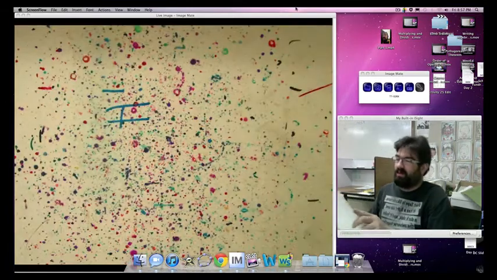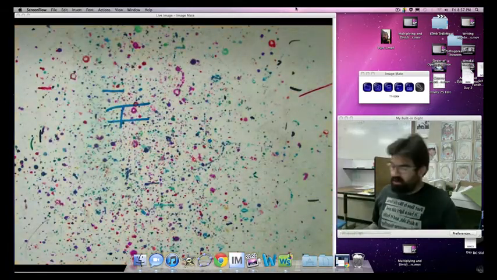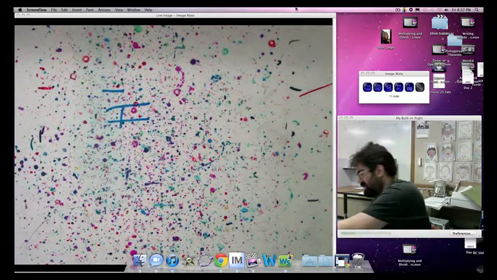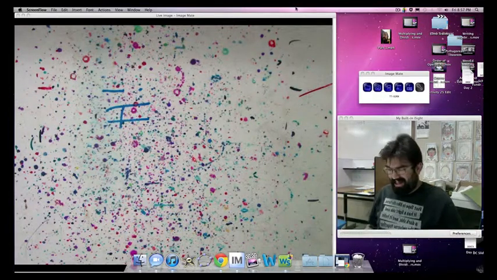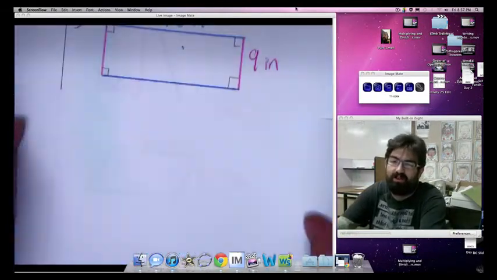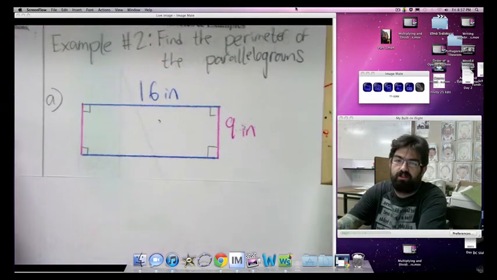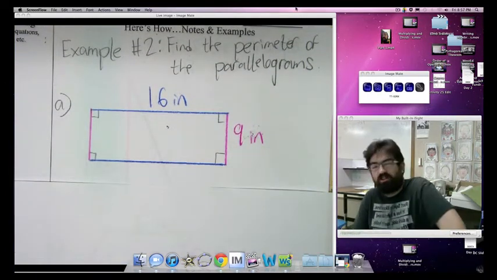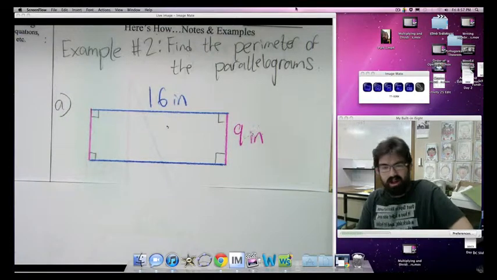Okay, we're going to do 3 more examples. Next 2 are pretty straightforward. The third one is, well, it's unique. I like it. I like my answers unique. Here's the first 2. They're both parallelograms. So, example number 2, part A. Find the perimeter of the parallelograms.